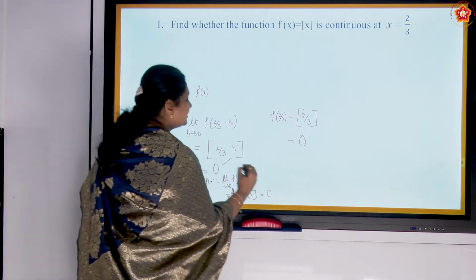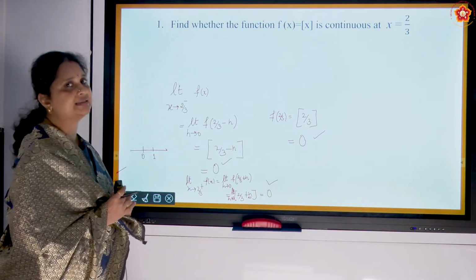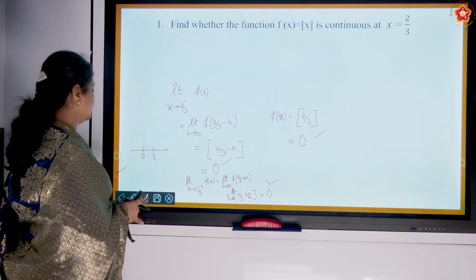So since the left hand limit is equal to the right hand limit is equal to the function value, we can very well say that the function is continuous at 2 by 3.